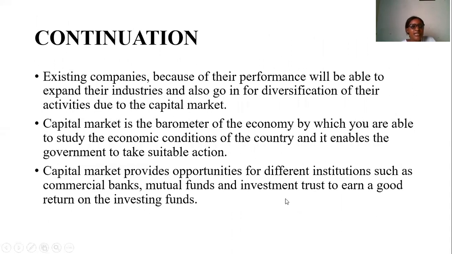The next importance is that existing companies, because of their performance, will be able to expand their industries and also go in for diversification of their activities due to the capital market. So here, companies may diversify, meaning they can venture into other lines of business.